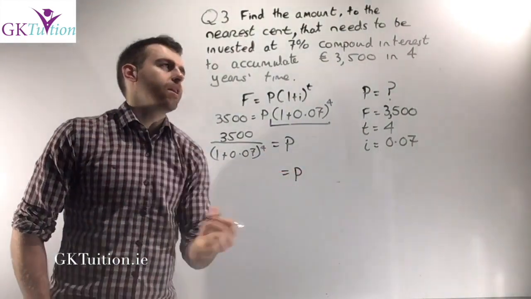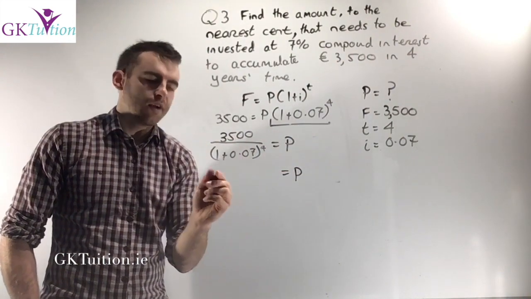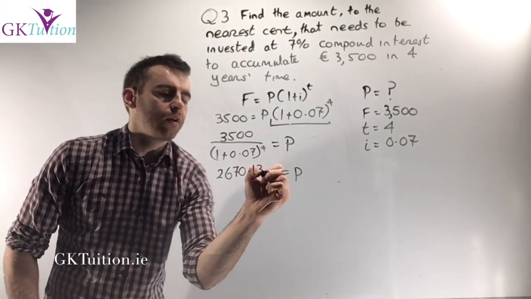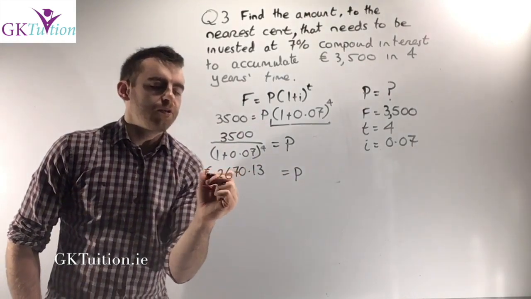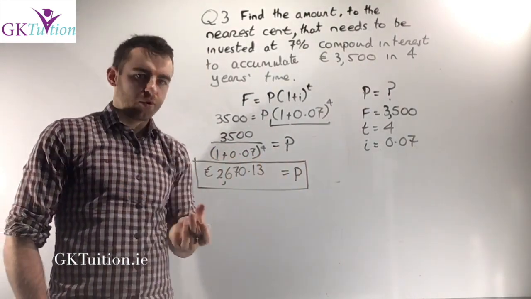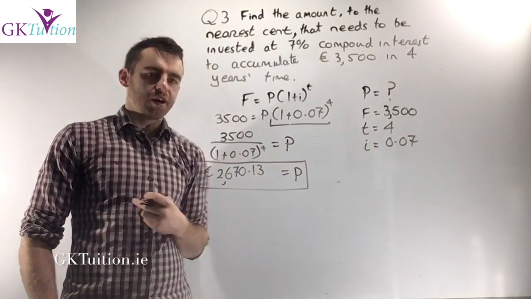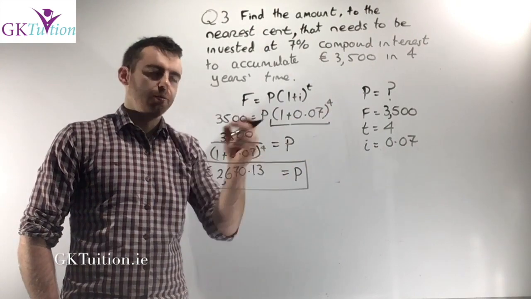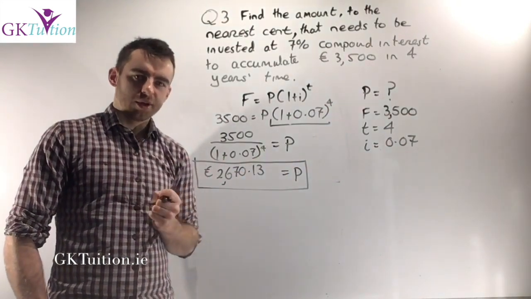If you plug this value into your calculator, your final value in this case works out as €2,670.13. If you invested that much money in an account and left it there for 4 years, earning 7% compound interest, after 4 years you would have €3,500. So that's your final answer for question 3 here.